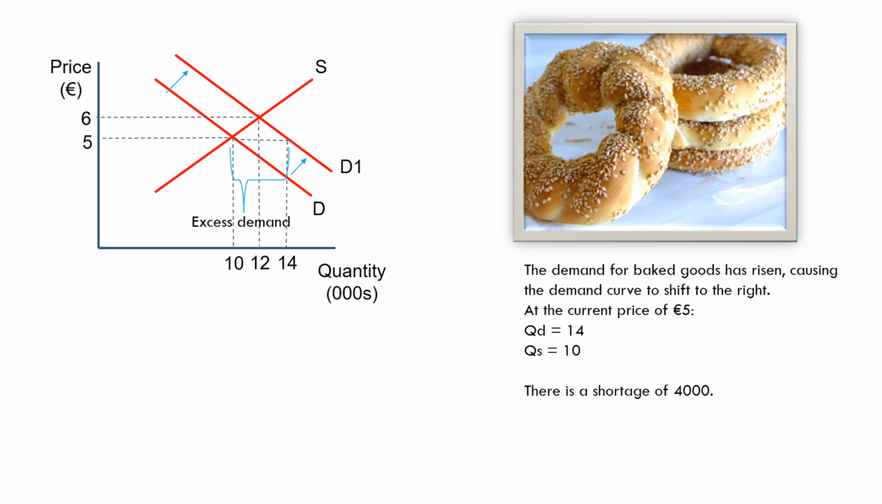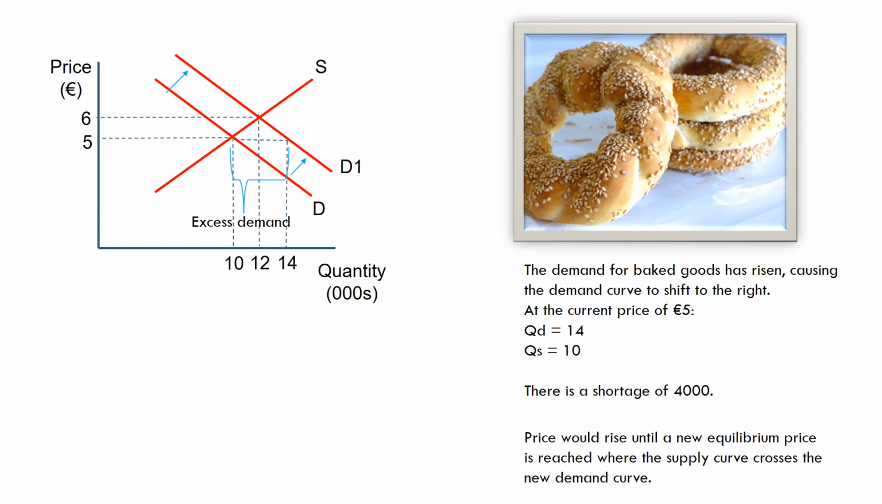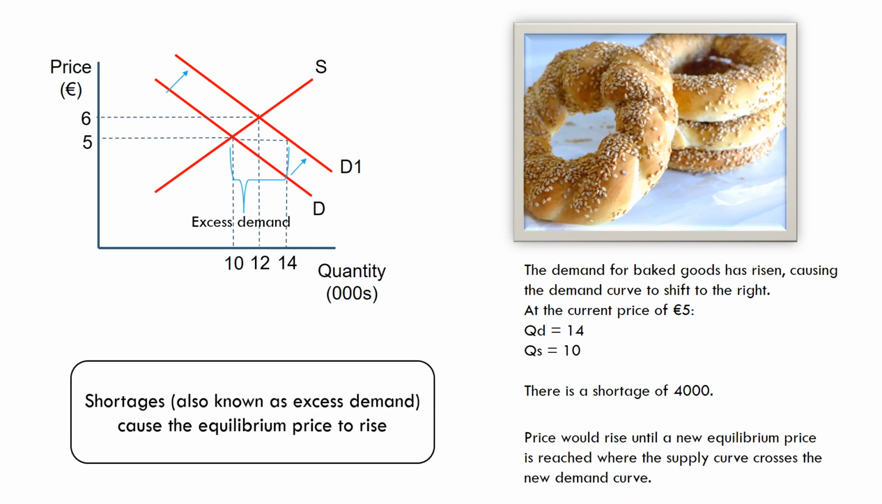And we would expect the price to rise to such an extent that at €6, now the quantity demanded, 12,000, would equal the quantity that bakeries would make at that price. And so again, our new clearing price has been established and the excess demand has been removed. So shortages, also known as excess demand, cause the equilibrium price to rise.